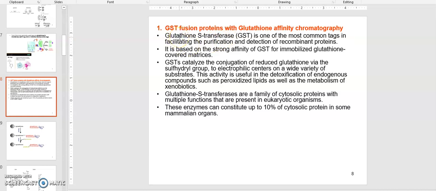And then what is it transferring? It's transferring S thiol groups. Okay, and it has a strong affinity against the glutathione. So it's one of the most commonly used tags, and it can be tagged on the N-terminus and C-terminus. Okay, so these enzymes exist in eukaryotic cells. There are a lot of these GST enzymes. About 10% of cytosolic protein is made up of this enzyme in mammalian cells.